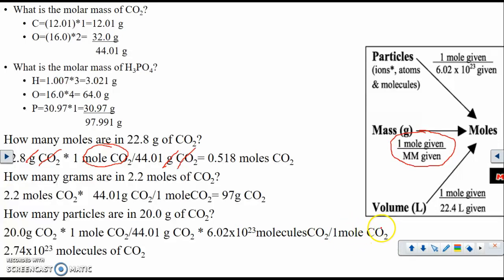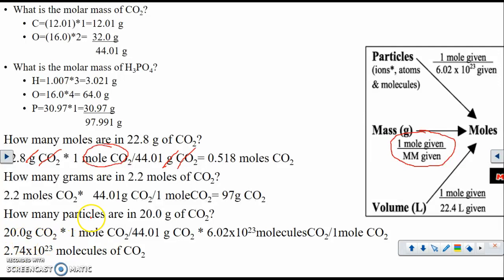Okay, so this is very, very important now. And then we just do the math, folks. What happens is 20 times 1 divided by 44.01 times 6.02 times 10 to the 23 divided by 1. The answer is 2.74 times 10 to the 23 molecules of carbon dioxide. Again, why do we need three significant figures? The number that's given has three significant figures, so we need to end with three significant figures.